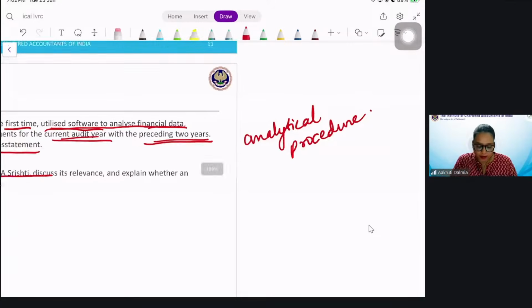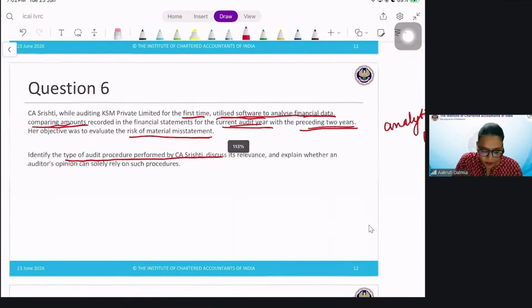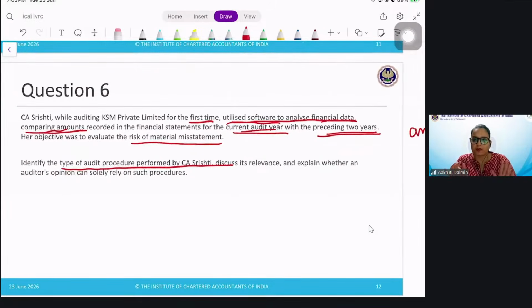So first, you have to identify this correctly. Identify the type of audit procedure performed by CS Trishti. Discuss its relevance. Explain whether the auditor's opinion can solely rely on this. Now, you tell me which type of question is this.